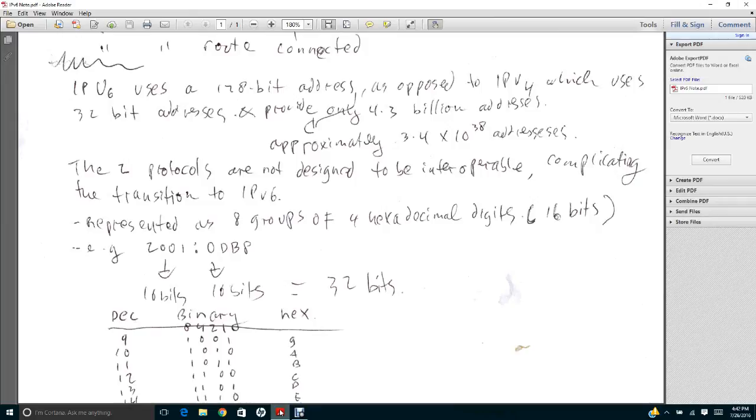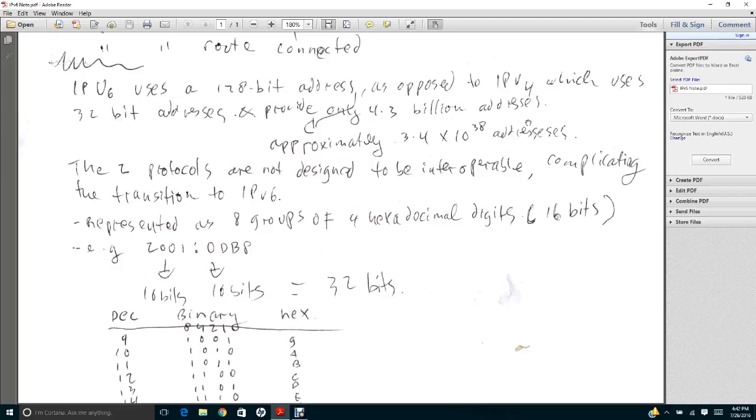Okay, in this video tutorial, I will show you how IP version 6 works. IP version 6 uses 128-bit addresses, which gives approximately 3.4 multiplied by 10 to the 38th power addresses. Theoretically speaking. In reality, practically speaking, the number will be less than that, as opposed to IP version 4, which uses 32-bit addresses and provides only 4.3 billion addresses.